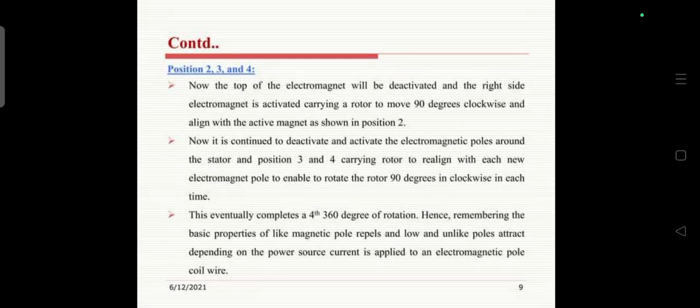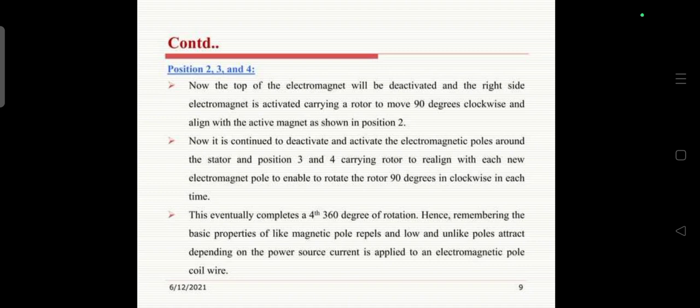Now the top of the electromagnet will be deactivated and the right side of the electromagnet is activated, causing the rotor to move 90 degrees clockwise and align with the active magnet, as shown in position 2. Now it continues to deactivate and activate the electromagnetic poles around the stator in positions 3 and 4, causing the rotor to align with each new electromagnetic pole and rotate 90 degrees clockwise each time. This eventually completes a 360 degree rotation.